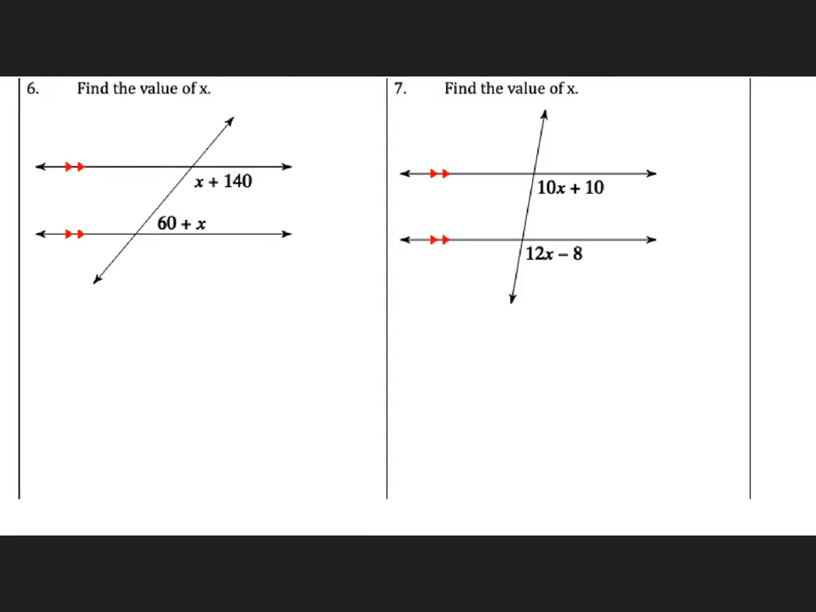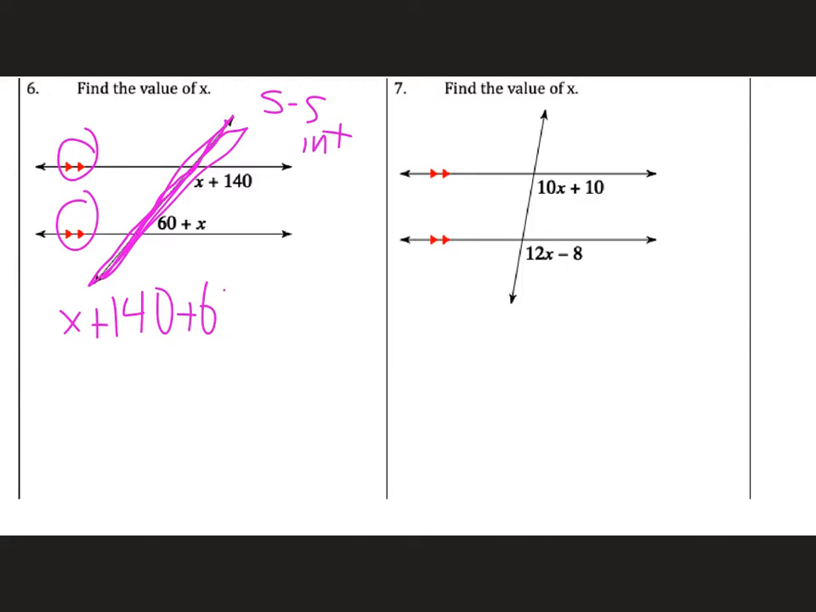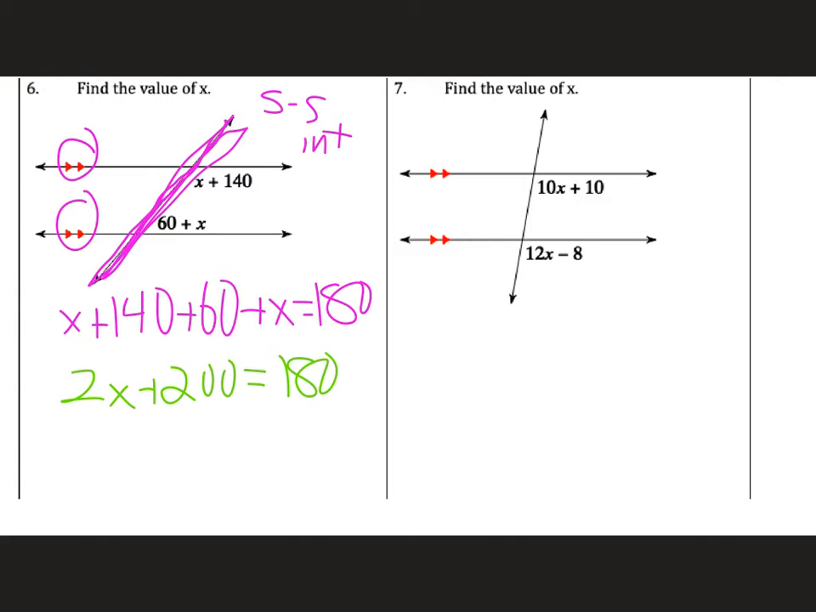Now let's see what we have. Okay, so we have parallel lines. These are same side interior angles. They're on the same side of the transversal. The transversal is this line right here, and therefore they are supplementary. So I would say x plus 140 plus 60 plus x equals 180. Combining like terms, I'm going to get 2x plus 200 equals 180. Subtracting 200 from each side, you get negative 20. And then dividing by 2, you get negative 10.